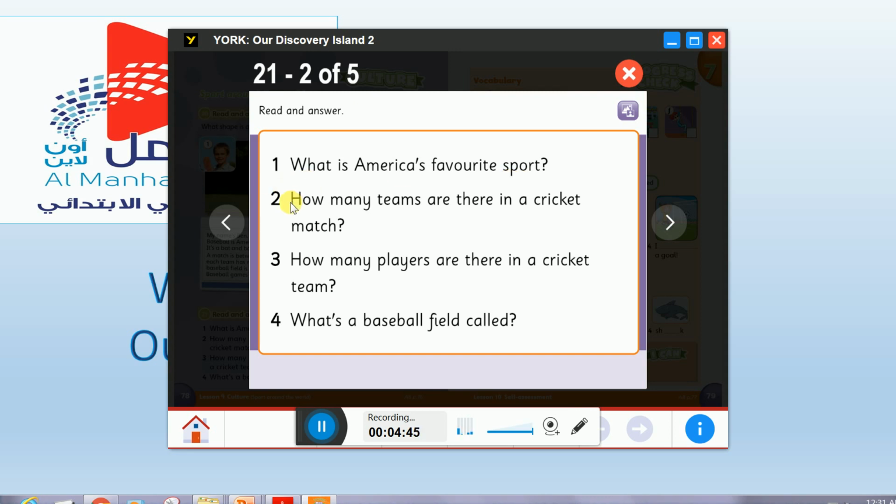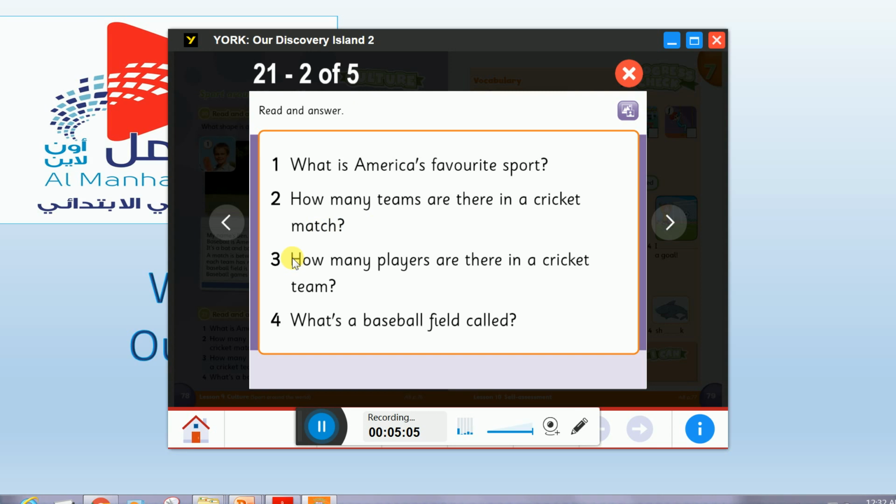Baseball, yes. Question number two. How many teams are there in a cricket match? Now I ask you about teams, not about players. You can say two teams.